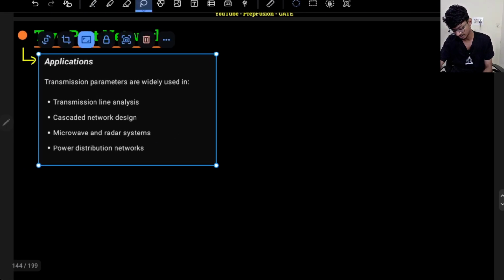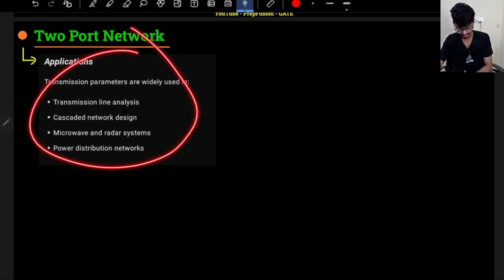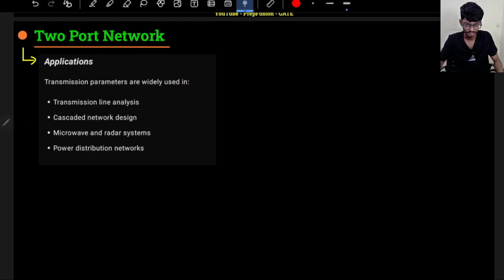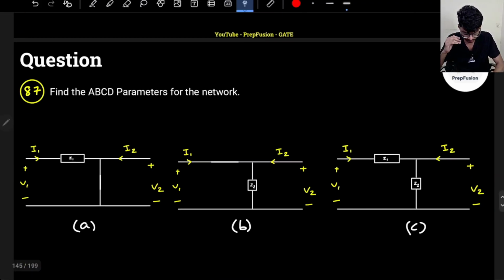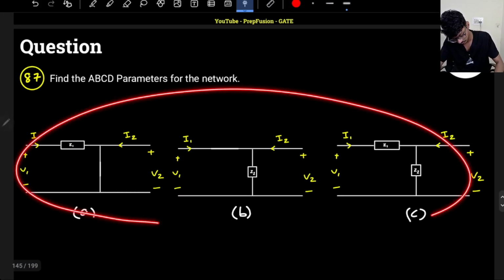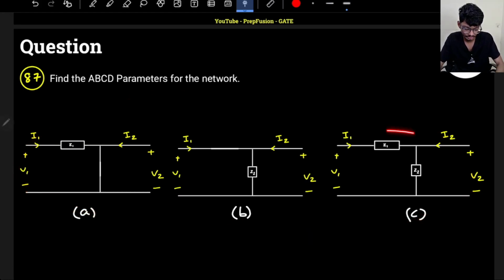And why are ABCD parameters or transmission parameters used? You can go through and read about this. Okay, so now we will find the ABCD parameters for a few networks like this one. And at the end I will tell you a shortcut as well, how to find ABCD parameters really quickly. So we have to find out the ABCD parameters here.